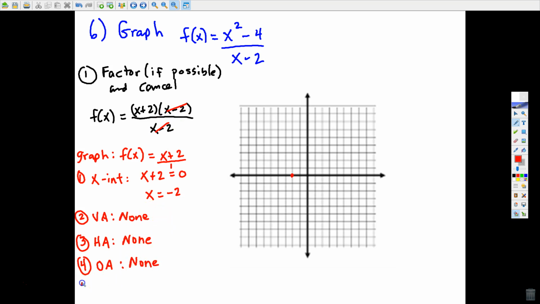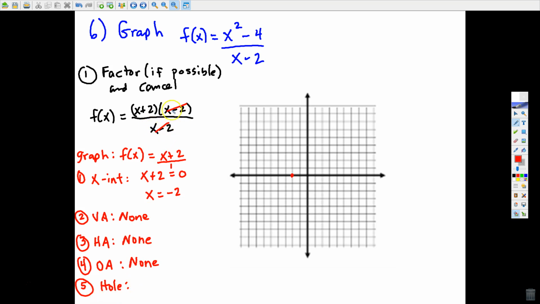Okay, so what about a hole? I think we've already discussed that there is a number, the number 2, that not only makes the denominator 0, but it also makes the numerator 0. And the thing that triggers a response or gives you a clue that you're going to have a hole is if you are able to cancel. If you're able to cancel between the numerator and the denominator, you are going to have a hole.